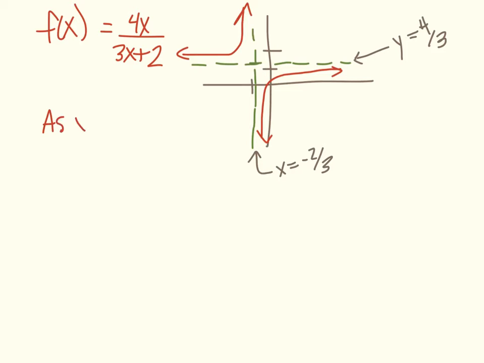We're going to start off with as x approaches negative infinity. And I'm going to use my lightsaber again because I can, except this time I'm going to use green. Okay, as x approaches negative infinity, what is the function doing? Well, it looks like it's approaching this line right here, which I just told you is 4/3. So as x approaches negative infinity, my function value is approaching 4/3.